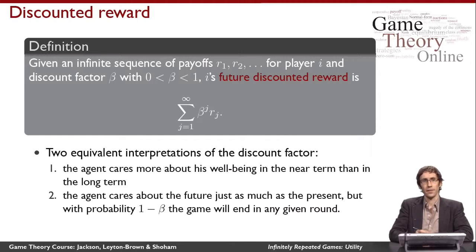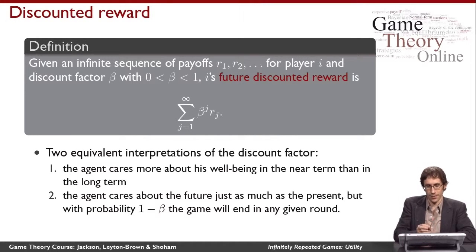And that is that the agent really is the agent we just talked about in the average reward case, and cares just as much about every payoff. But with some probability, the probability actually 1 minus beta, the game will end in every given round. So our game is not necessarily infinitely repeated. It's sort of potentially infinitely repeated. But every time we play the game, we're going to flip a coin. And with probability 1 minus beta, the game is going to just end. And with probability beta, the game is going to continue.